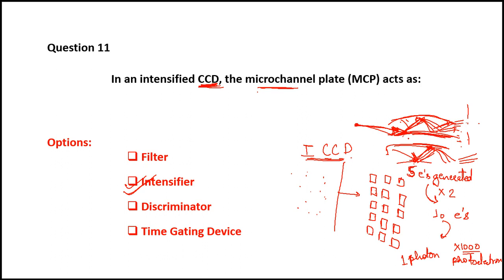And therefore, because of the continuous reflections within the same area, you can generate hundreds or thousands of photoelectrons, which therefore intensify the signal. Got my point? Is this thing clear to you about the intensifier? Yeah, it is clear.